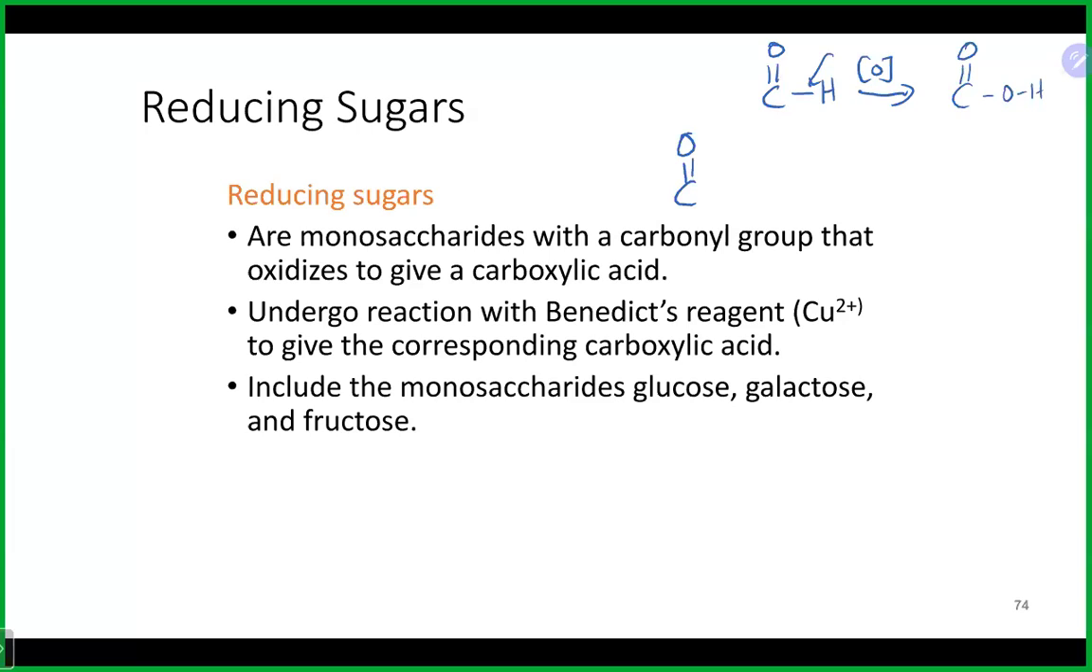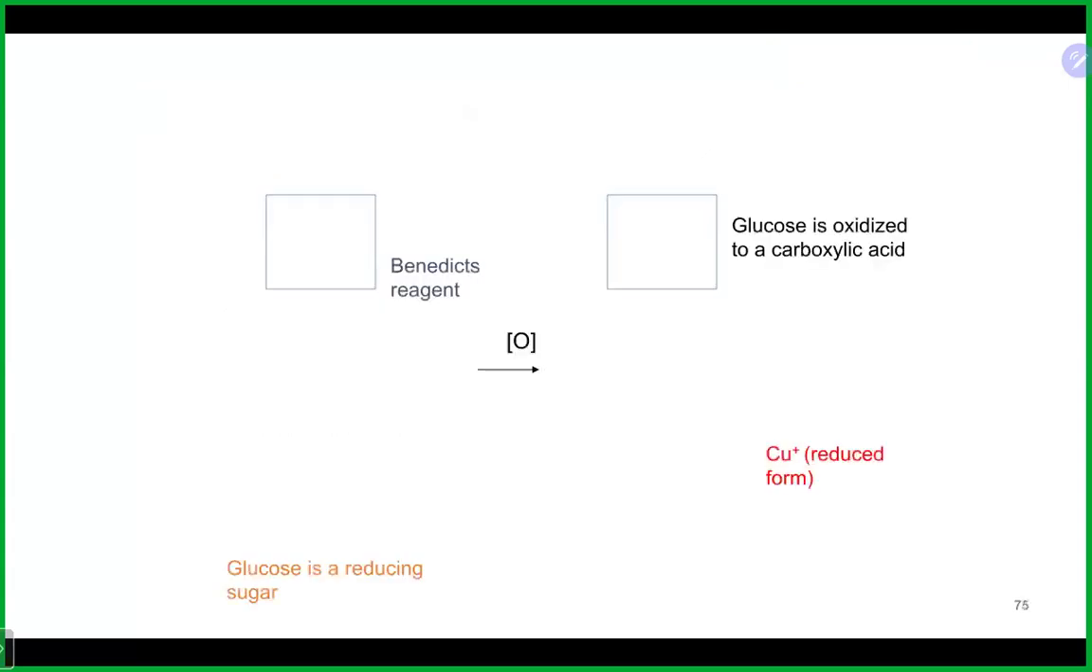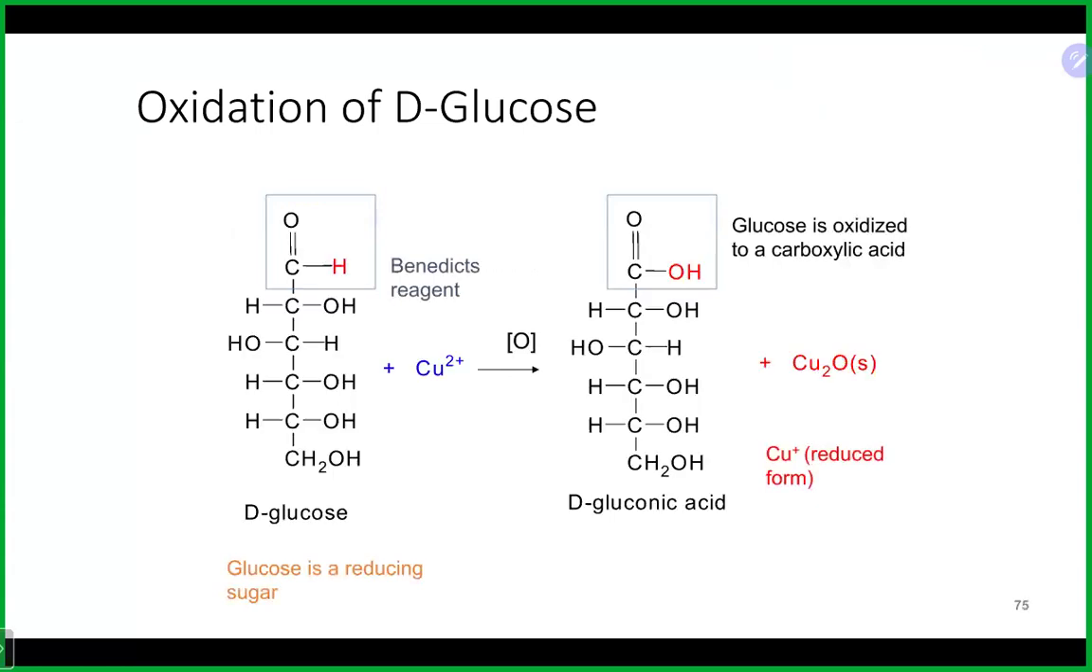So pretty much most sugars are reducing sugars. They include the monosaccharides glucose, galactose, and fructose. There's a disaccharide that can't do it, and we'll take a look at it in a bit. But most sugars could be a reducing sugar, and that's what we see here with Benedict's reagent.